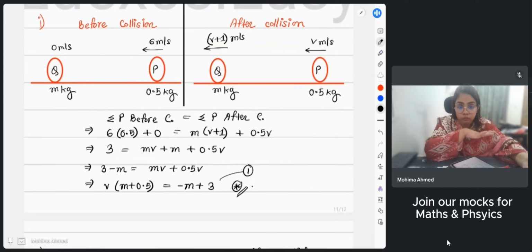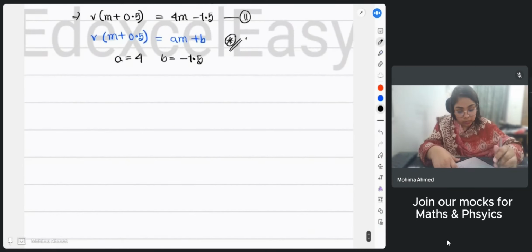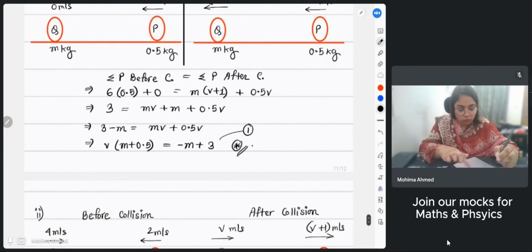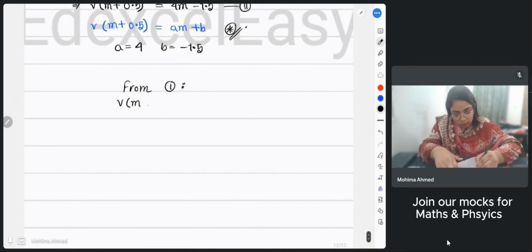So I just have to substitute the equations over here. The work is still not done. We're going to write that from equation 1. I'm going to rearrange equation 1. Equation 1 was v(m plus 0.5) equals minus m plus 3. Then I can write it as 3 minus m for my easiness. I'll just make v the subject and it will be (3 minus m) over (m plus 0.5).